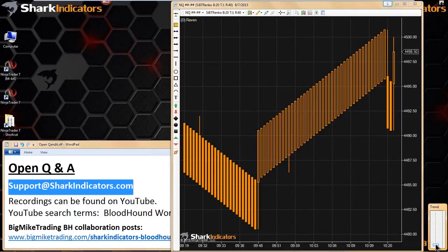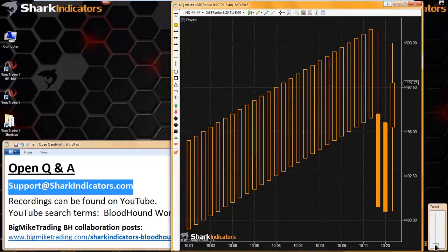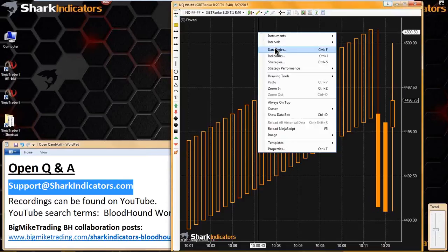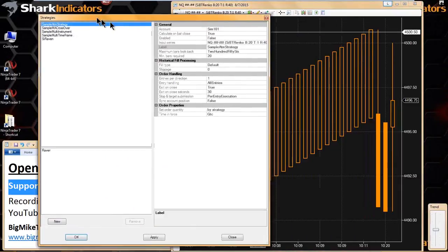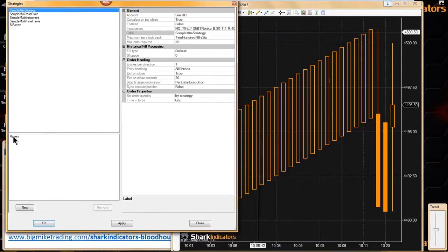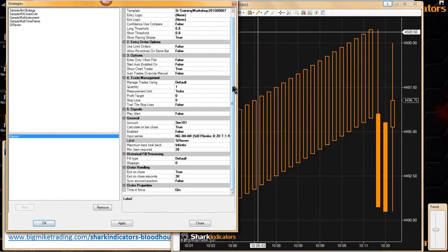Alright, let's just give this a moment for price to come back down. Alright, that ought to be good enough. Okay, so I'm going to open up the strategy window again. There we go. So now we'll finish setting up Raven here.